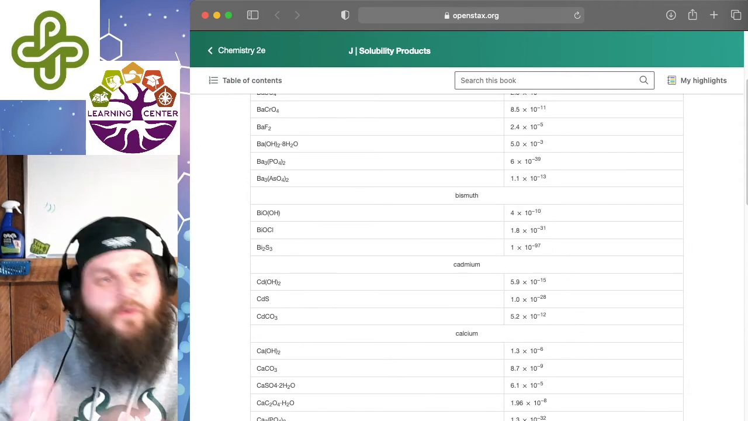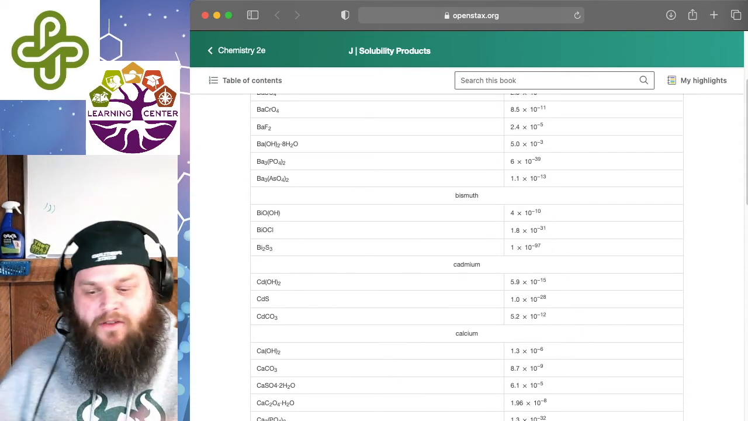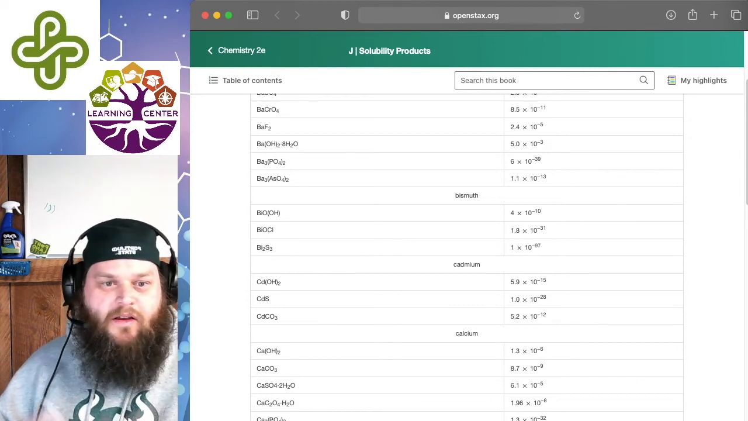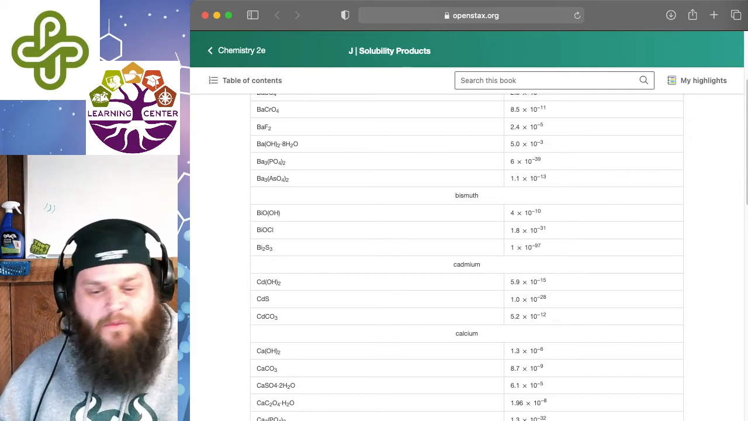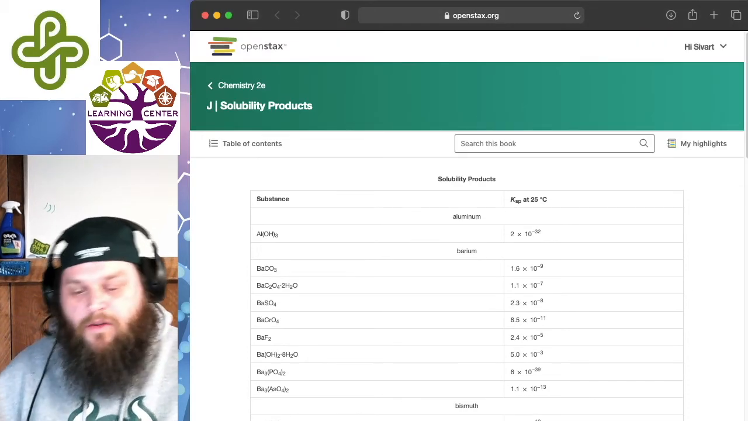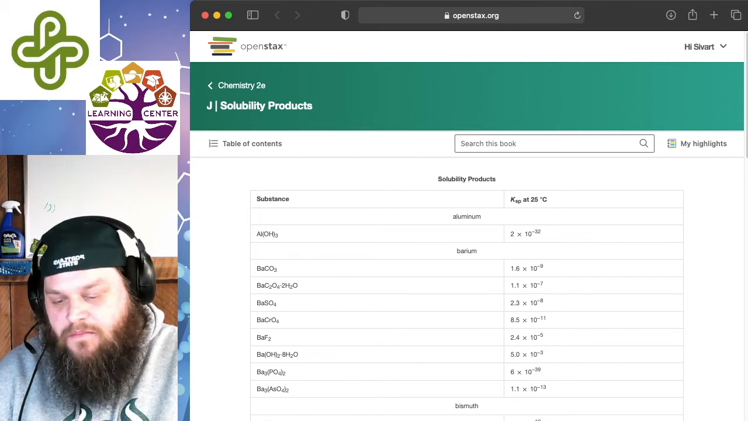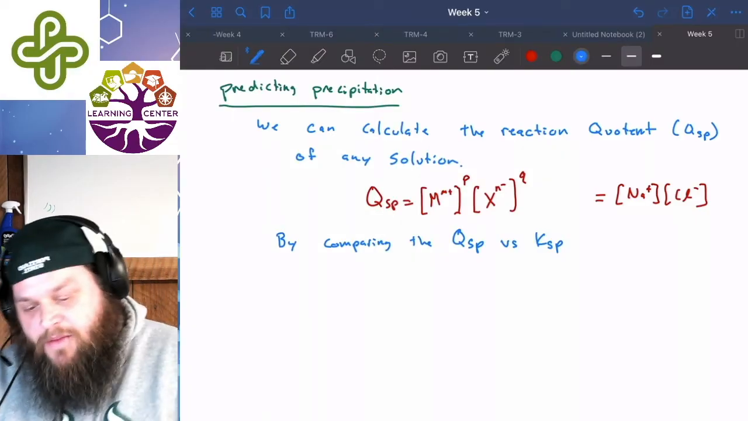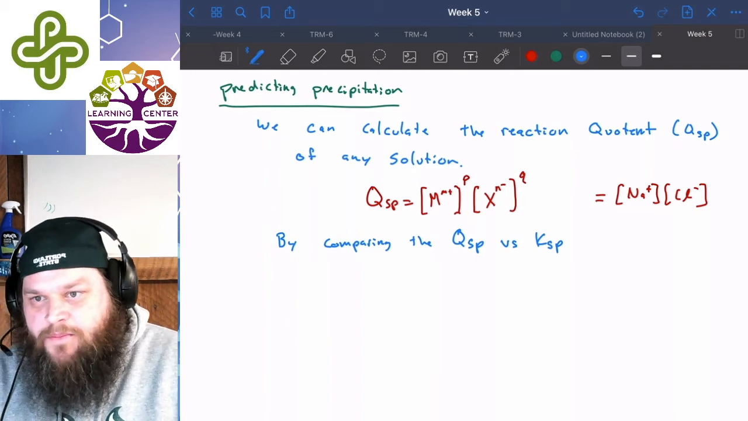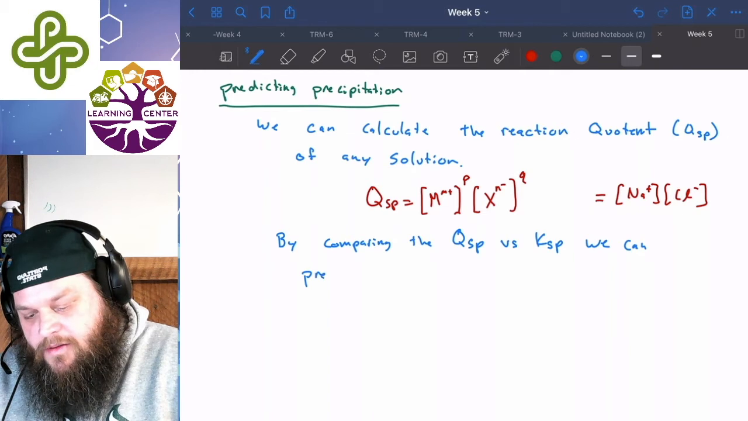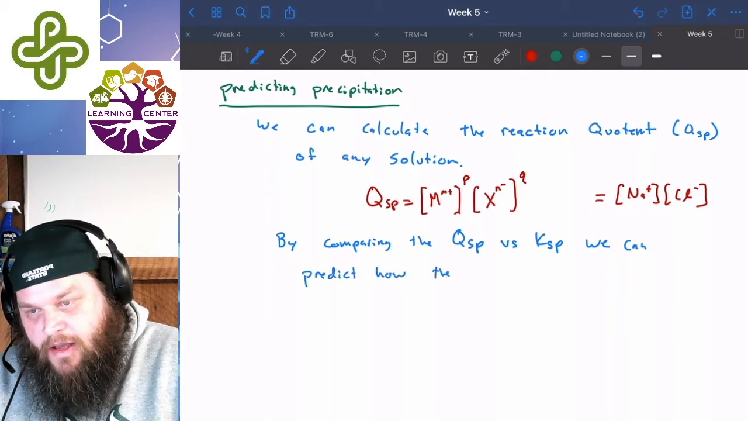You can also do a quick Google search, say, what's the solubility constant of this? And then if you use it in your homework or on a paper or something like that, just cite where you got it from, and then your teacher can know where you're getting your information from. Continuing, so by comparing that value to the KSP, we can predict how the reaction progresses.